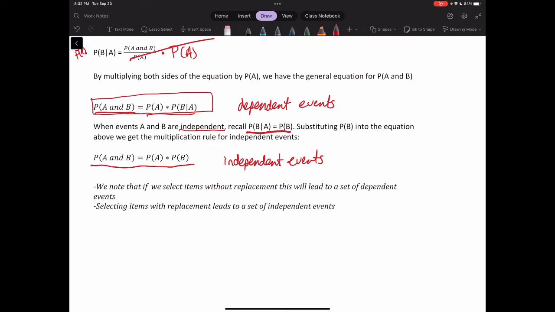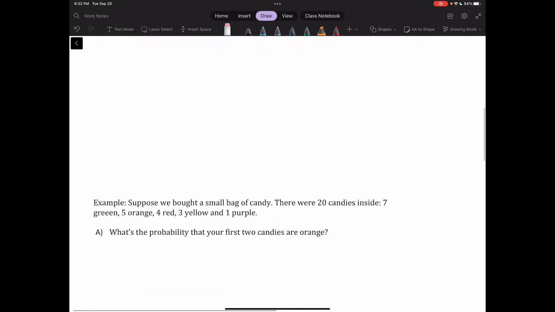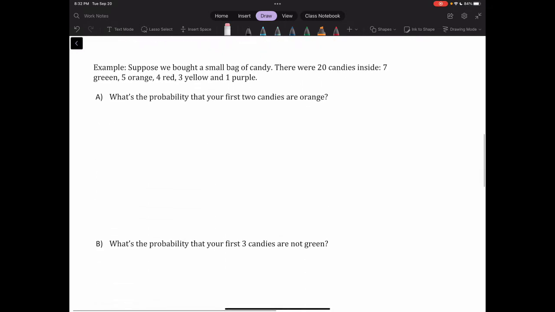However, if I select a card and then I put it back into the deck and reshuffle the deck, I'm now back to square one, and now I have a set of independent events, because whatever I selected doesn't affect my next selection since I put it back into the deck. Okay, so just keep those in mind. All right, a couple of quick examples here.